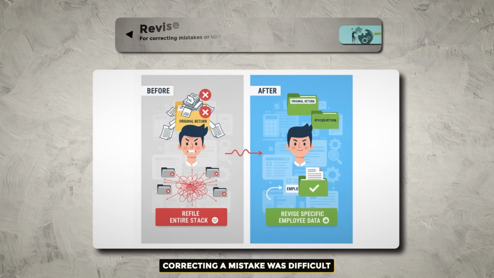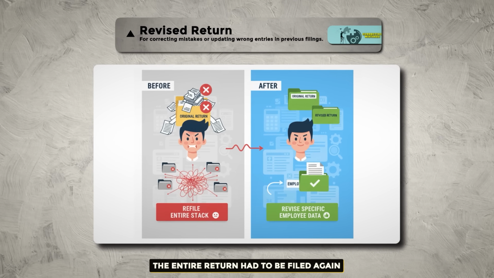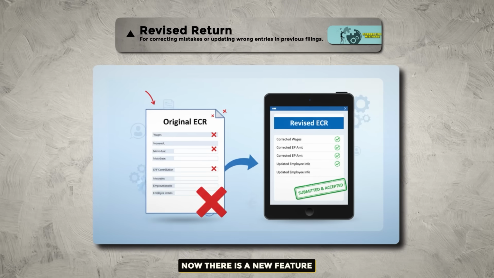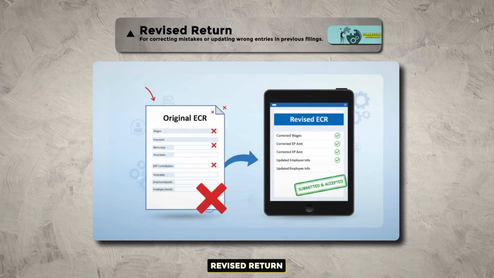Segment D, Revise Return. Earlier in the system, correcting a mistake was difficult. The entire return had to be filed again. Now, there is a new feature, Revise Return.